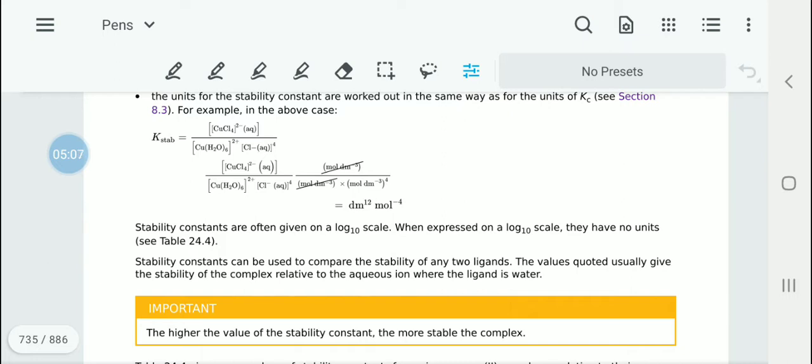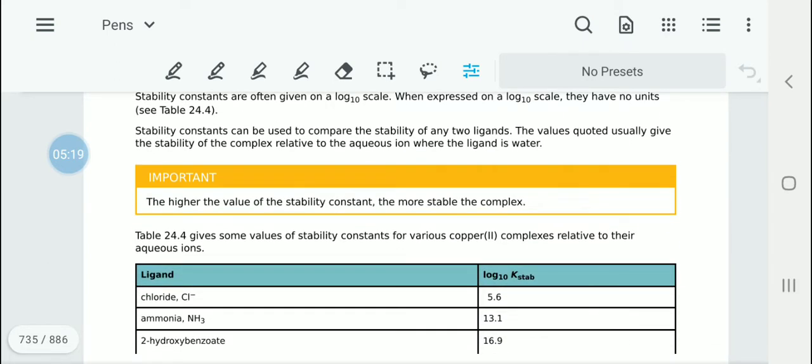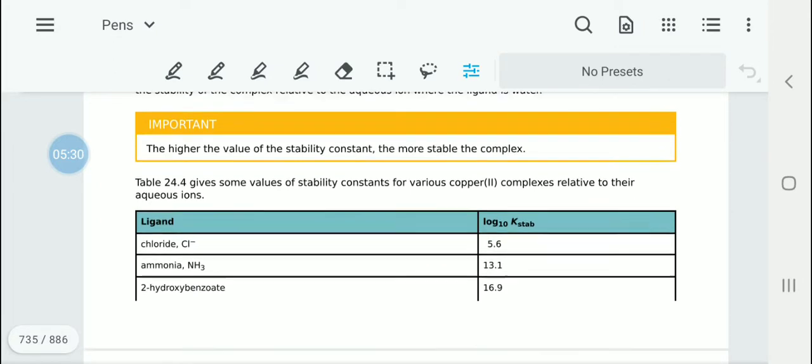Stability constants, we can actually give these values on the log to the base 10 scale, and when given on the log 10 scale, they don't have units, and they can be used to compare the stability of any two ligands or many ligands. The higher the stability constant, the more stable the complex is going to be.